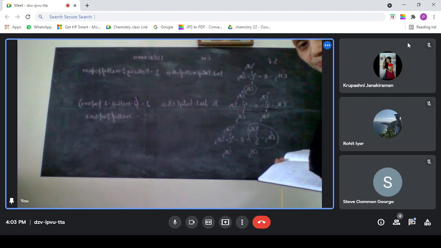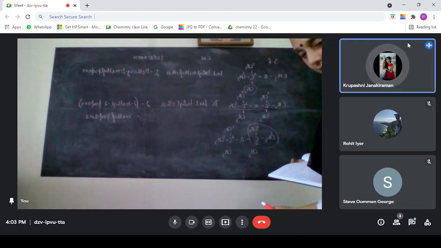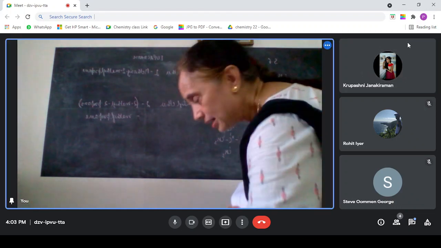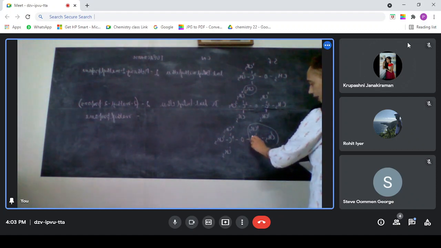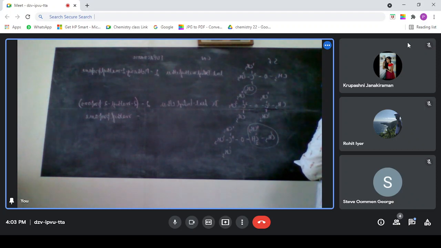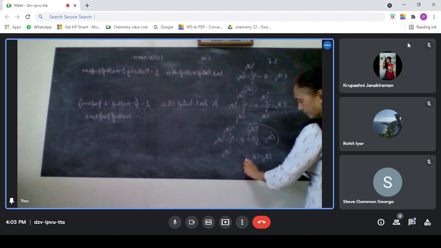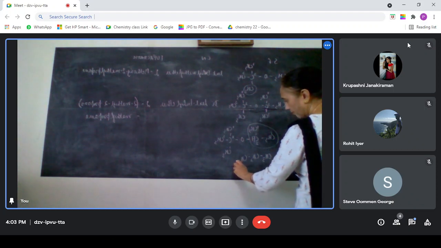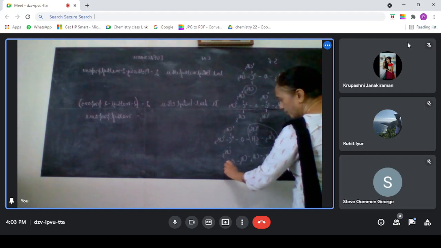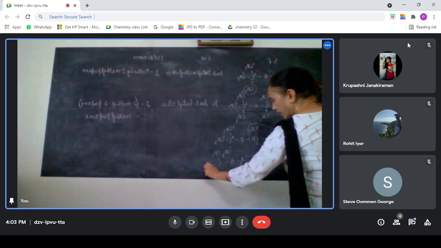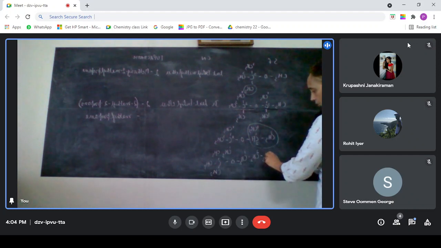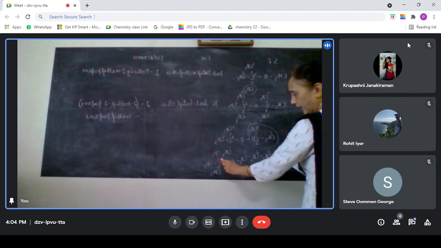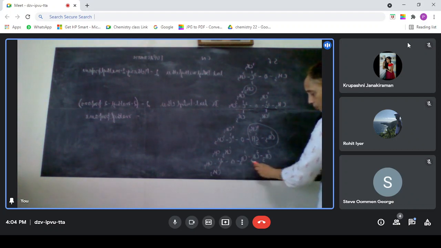Understood, Krupa? Auntie, how did 2-propoxy come? See, if it was only like this, okay? So, see, if it was this, tell me what will this be now? 1, 2, 3. This will be on the second carbon atom 1-propoxy, correct?